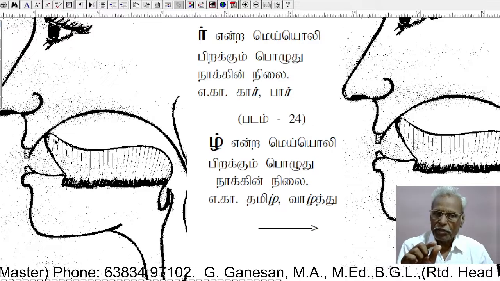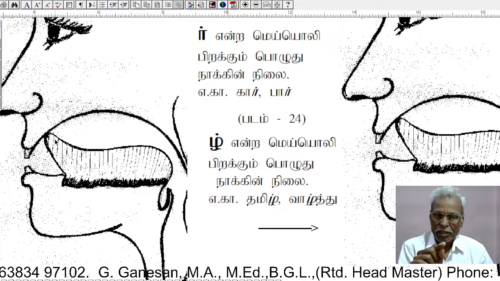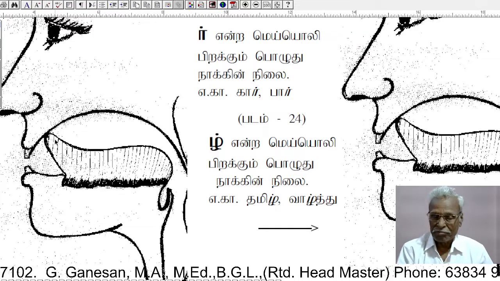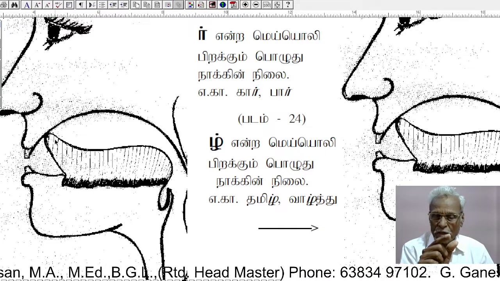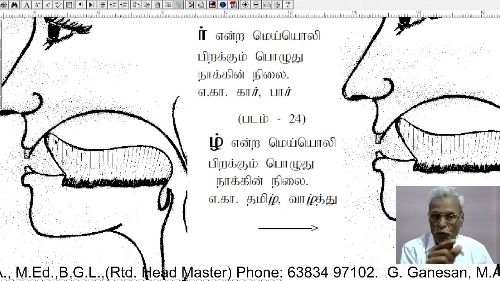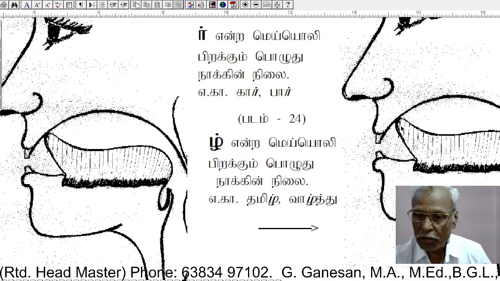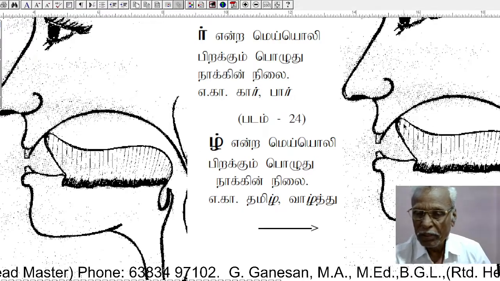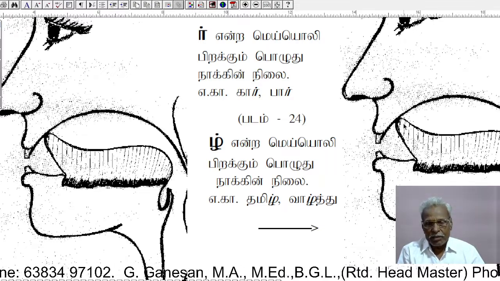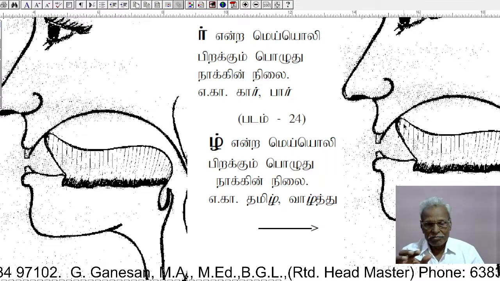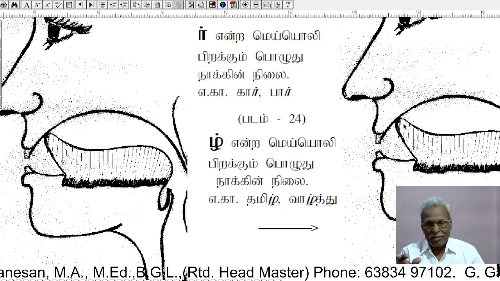The tip of the tongue is very thick and straight. Its breadth is not wide enough; it is very narrow. But in the pronunciation of ள, the tip of the tongue is rather wider, and the tongue is not stiff.